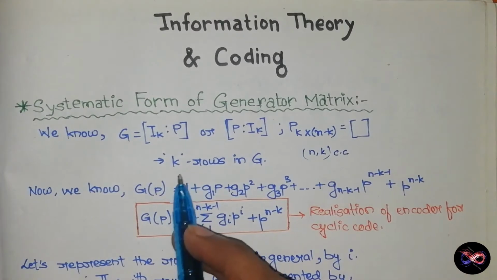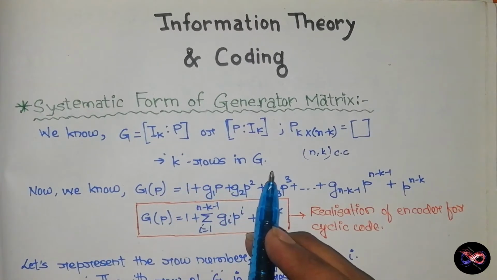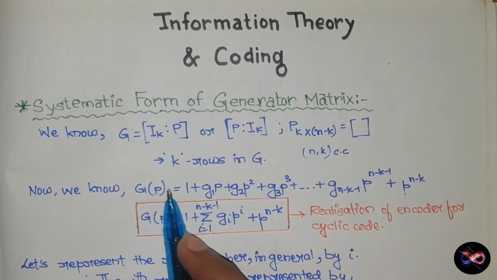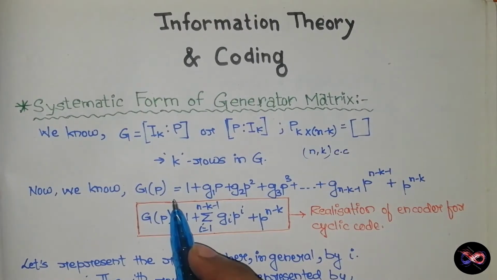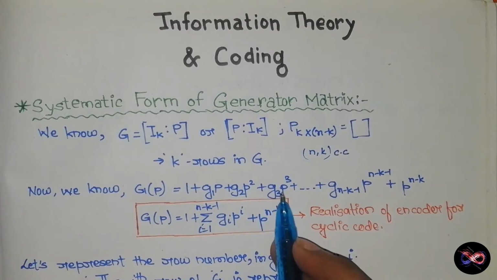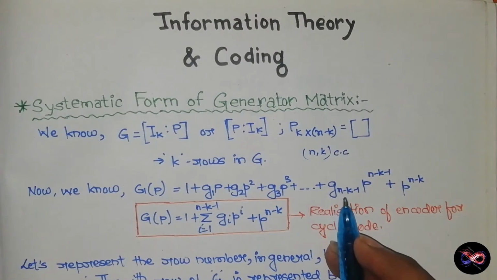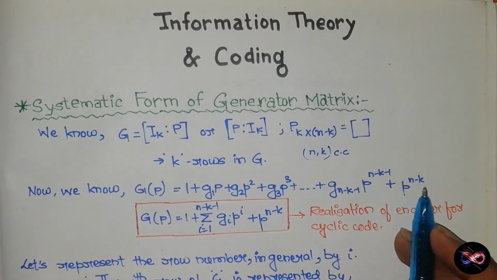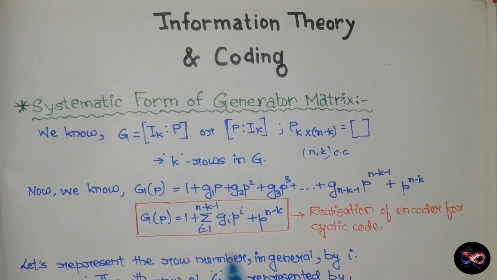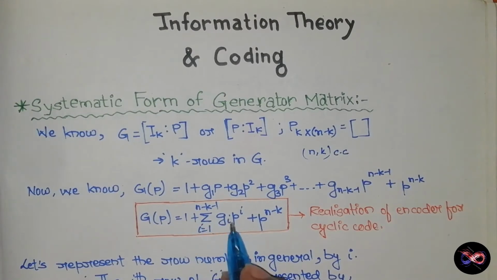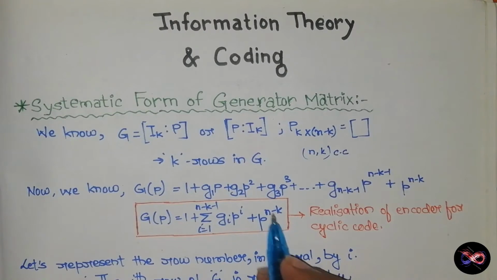So we can say that the number of rows in the generator matrix will be k. Now we know that the generator polynomial will be represented by g(p). It can be written as 1 plus g1 p plus g2 p squared plus g3 p cubed plus and so on up to g(n-k-1) p to the power n minus k minus 1 plus p to the power n minus k. If we generalize this whole expression, we get g(p) as 1 plus the summation over i equal to 1 to n minus k minus 1 of gi p to the power i, plus p to the power n minus k.